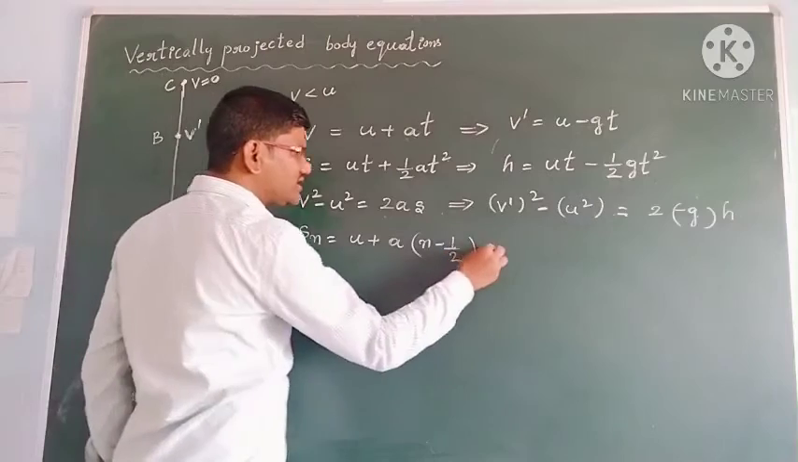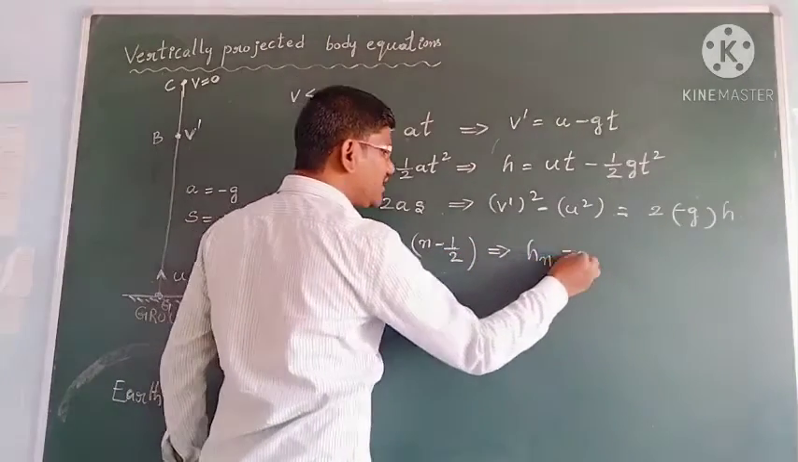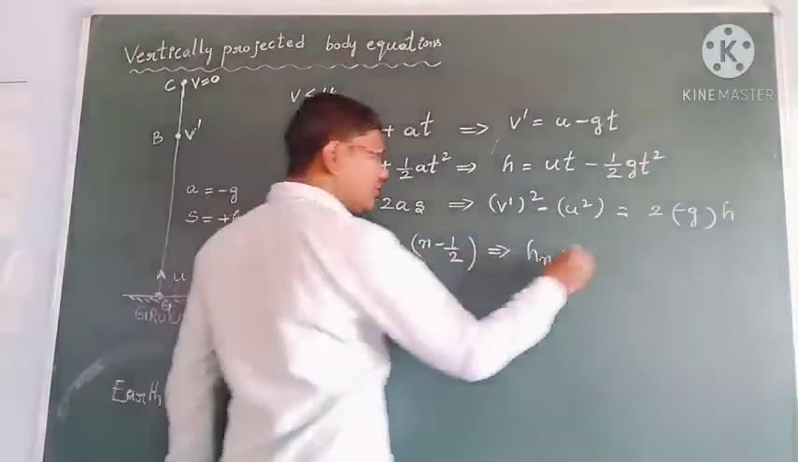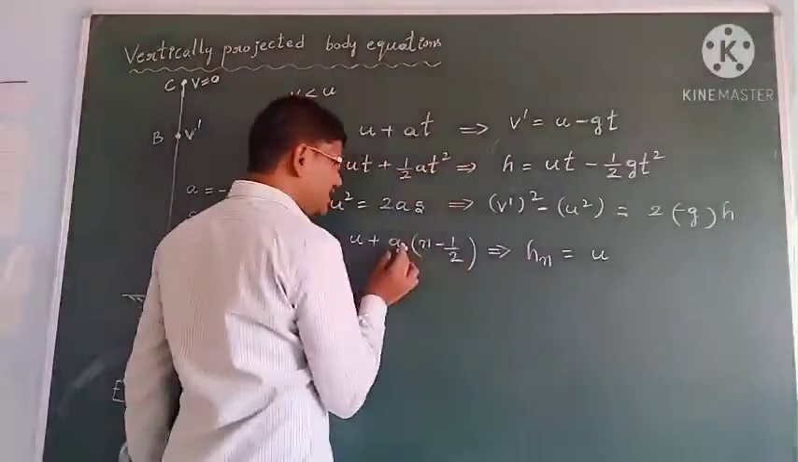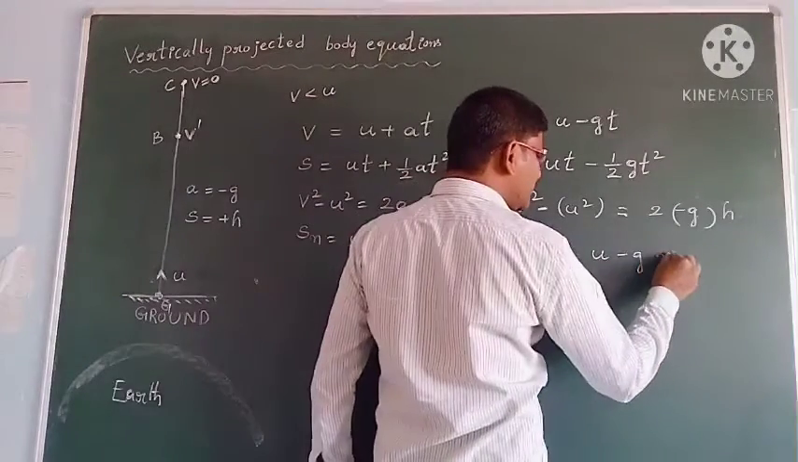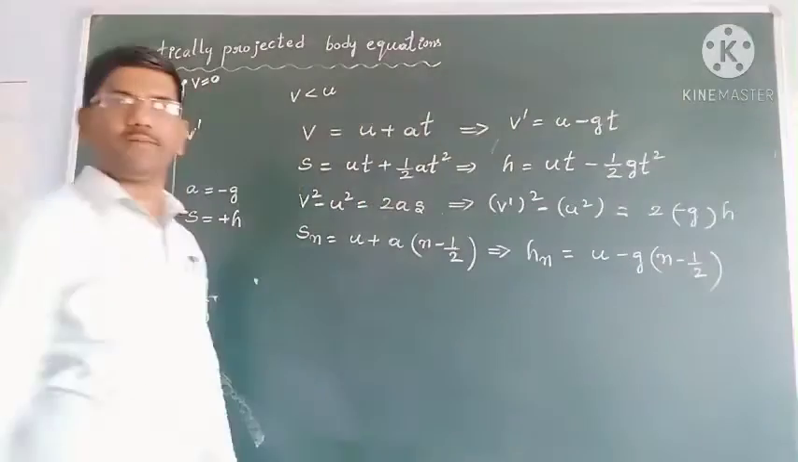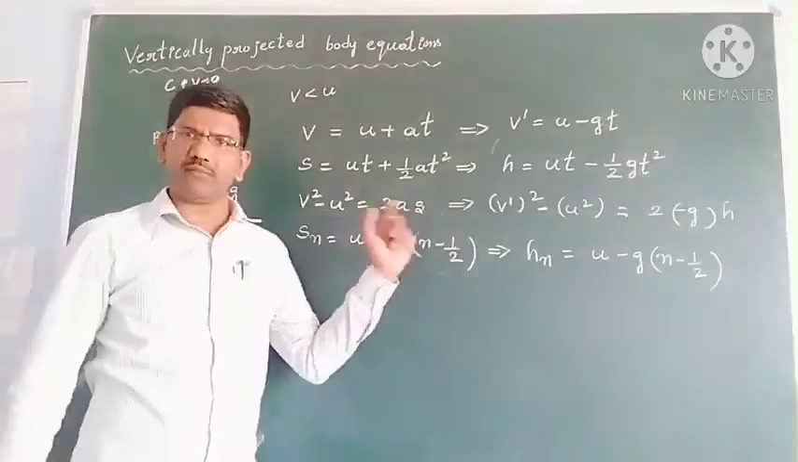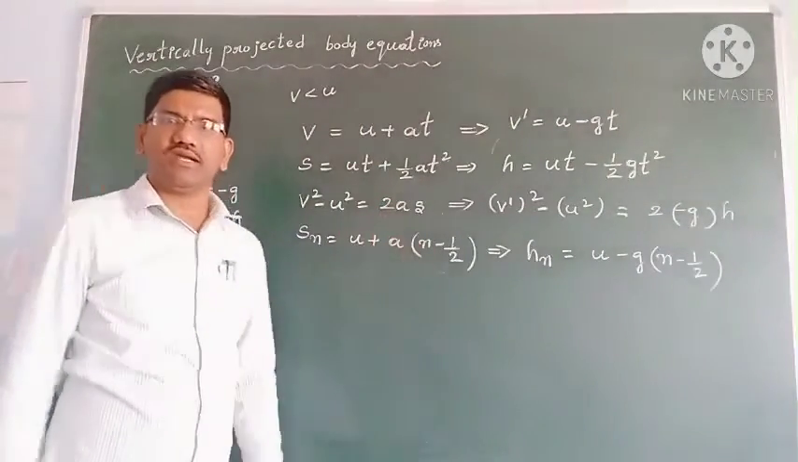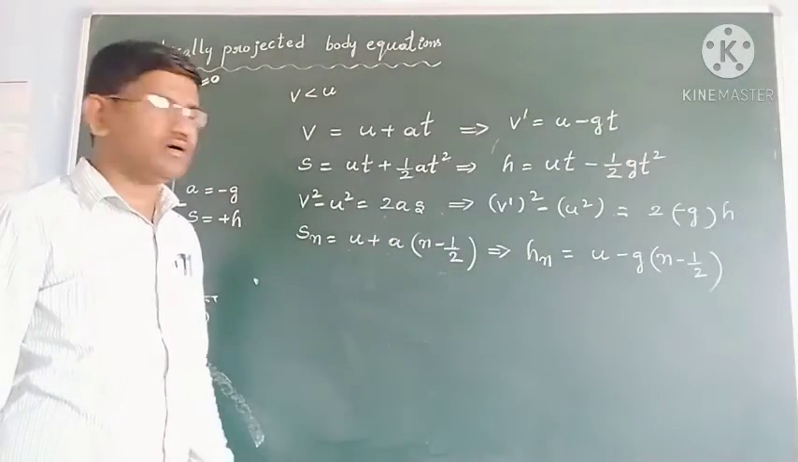So how does this equation change? You see, students, h_n is equal to u, write it as u only, minus g into (n minus 1) by 2. This is the height attained in some particular interval of time. Like this, the equations will change for a vertically projected body.